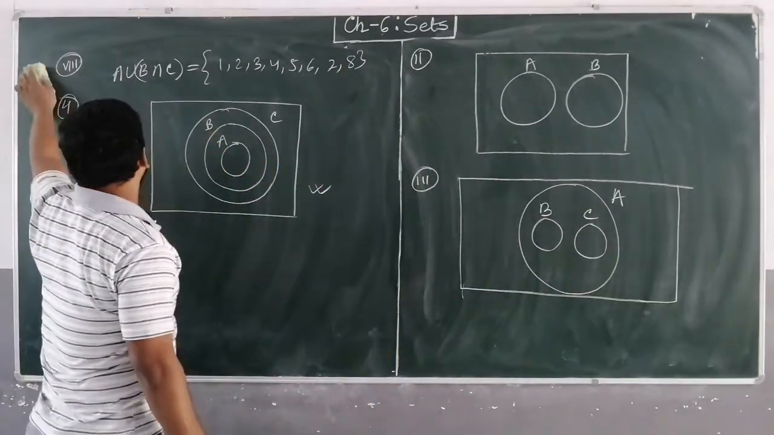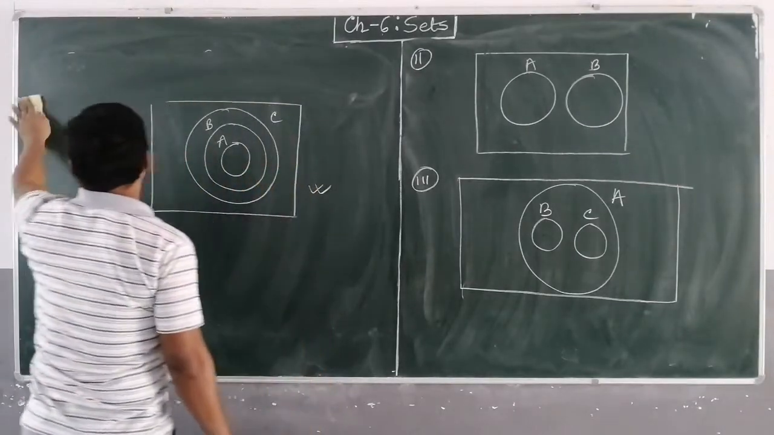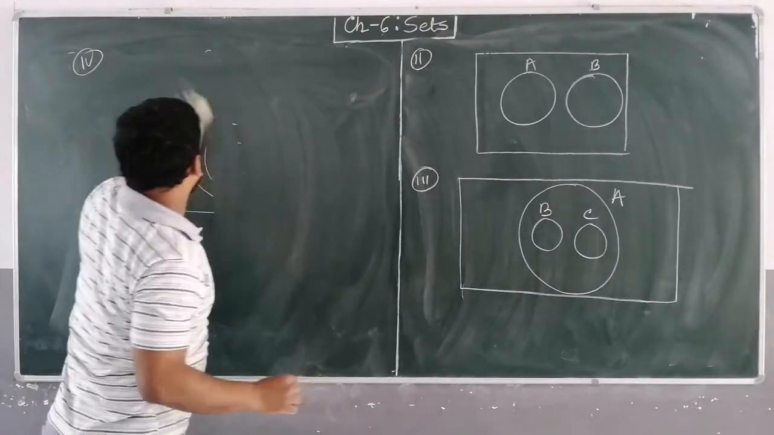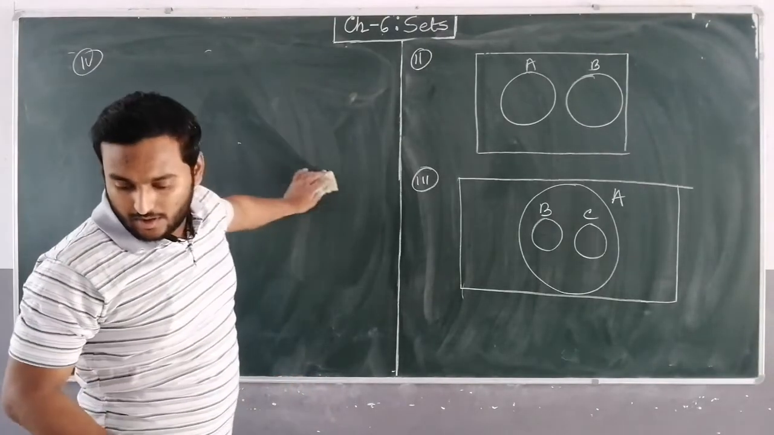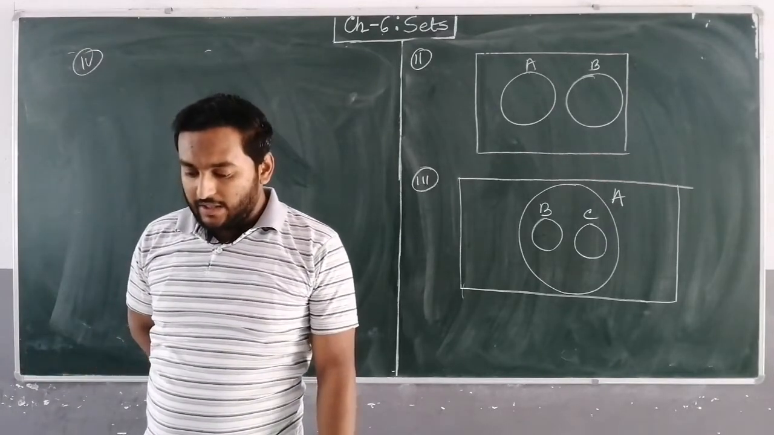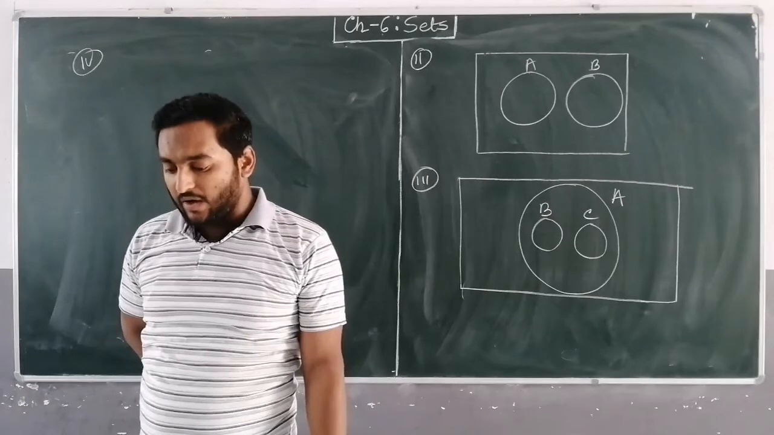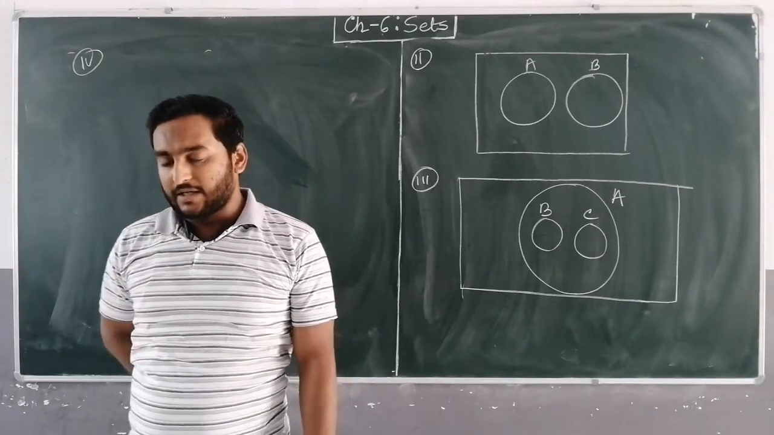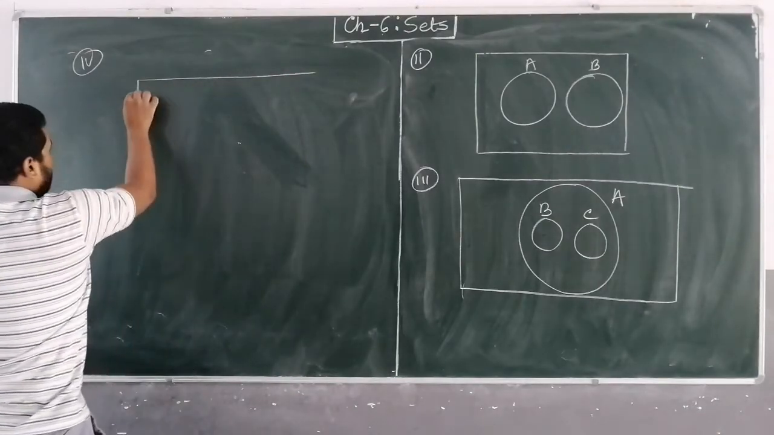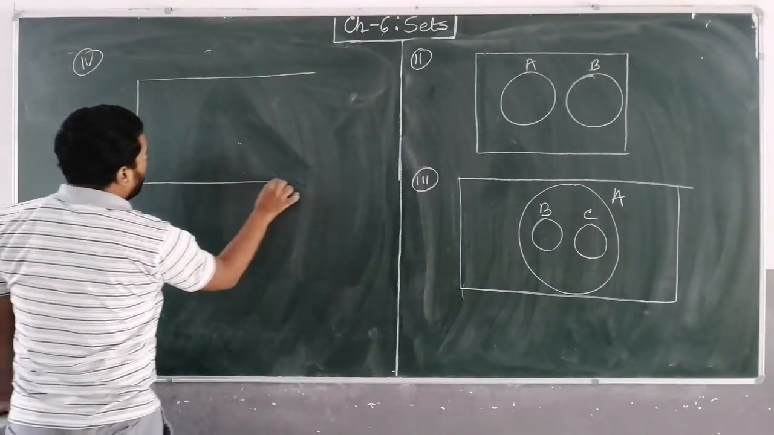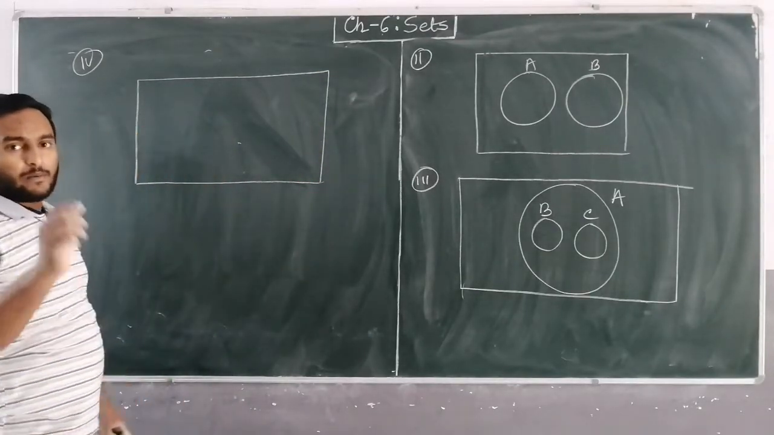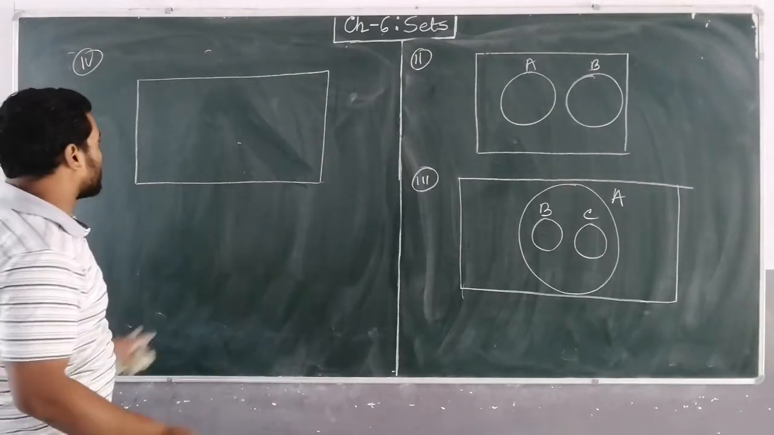Now fourth part. In fourth part, read the question what is given. Set A, B and C such that A, B are overlapping, B, C are overlapping, but A and C are disjoint. Okay, three sets are there, A, B and C, and it is told that A and B they are overlapping, B and C they are overlapping, but A and C these two sets are disjoint.